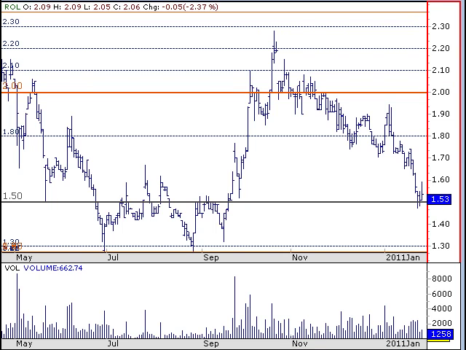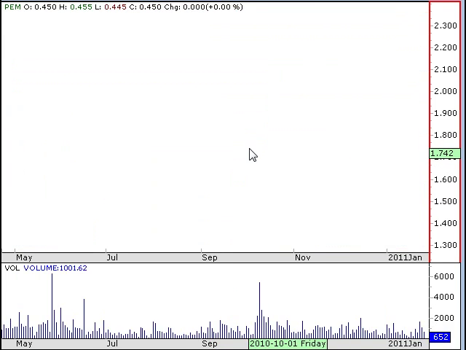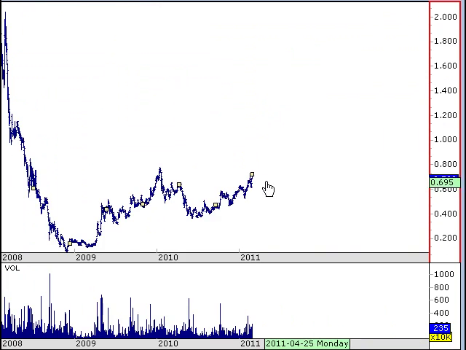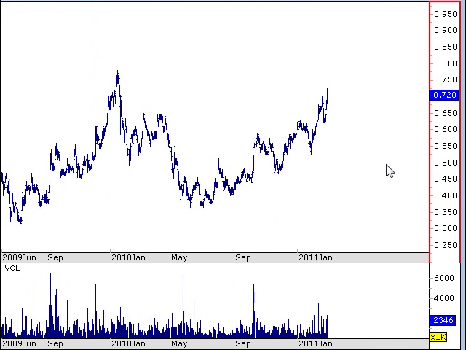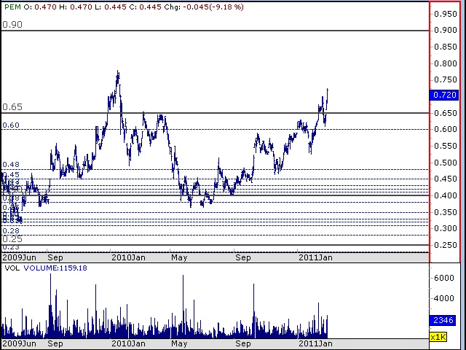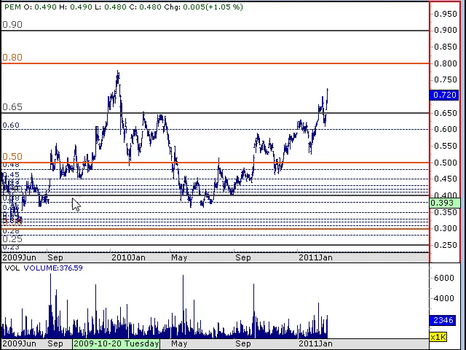The next one is PEM. Well, it's kind of already sort of made its move here, but we'll talk about it anyway. But first of all, the levels. So we've got our major and medium levels through here. So the main deal here is the 50. The next is the 65 here.